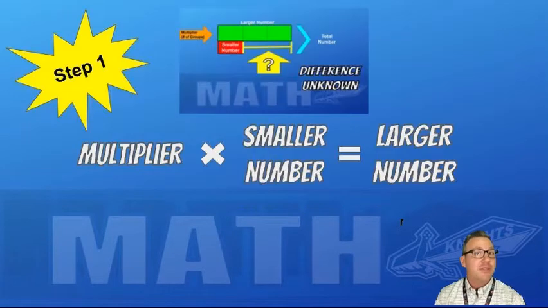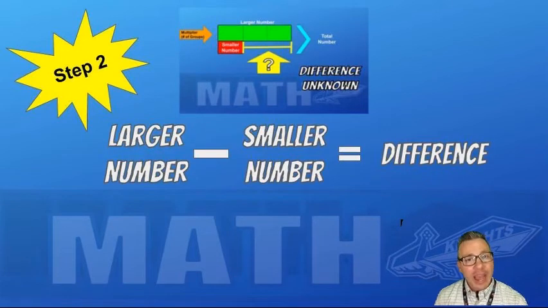There are 2 steps to this problem. First, you have to take the multiplier and multiply it by the smaller number in order to get the larger number. Once you have that larger number, you can take it and subtract the smaller number in order to find the difference. Remember, when finding the difference on a multiplicative comparison, there are 2 steps.